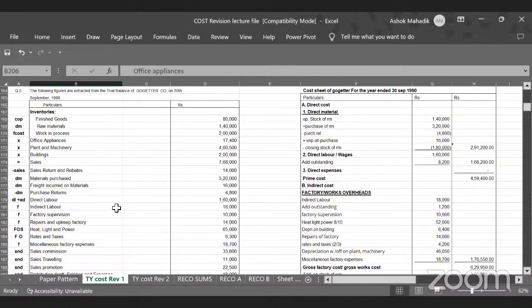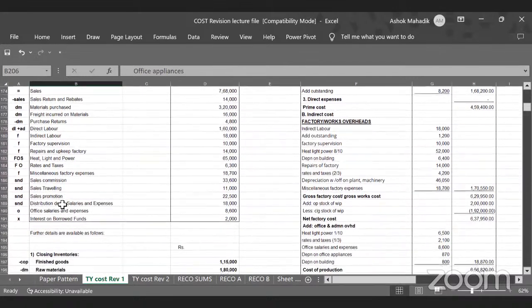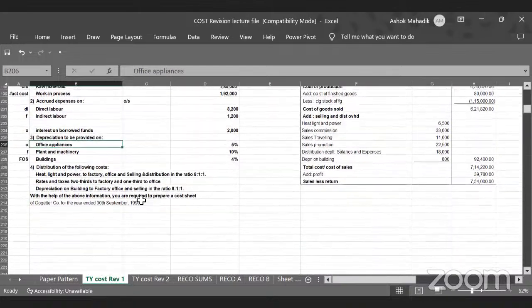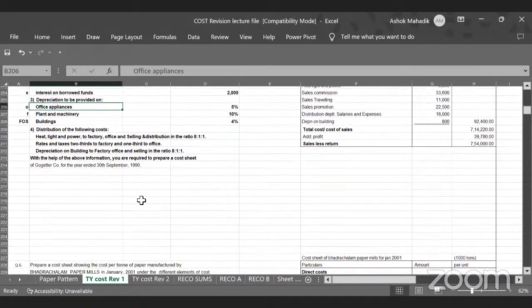Direct labor is given, indirect labor given. So we know that we have to add outstanding to these two. Factory supervision, factory repairs, and upkeep of factory. Heat, light, power, ratio is given. Rates, taxes, ratio is given. Miscellaneous factory expenses, factory. Then all selling expenses are given. Okay. Interest on borrowing fund, again ignore. Okay. We'll go to next sum.